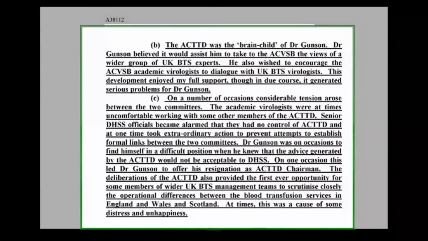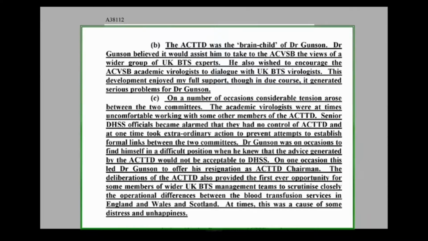And then if we go over the page, he then turns to consider the Advisory Committee on Transfusion-Transmitted Diseases. The ACTTD was the brainchild of Dr. Gunson. Dr. Gunson believed it would assist him to take to the ACVSB the views of a wider group of UK BTS experts. He also wished to encourage the ACVSB academic virologists to dialogue with UK BTS virologists. This development enjoyed my full support, though in due course it generated serious problems for Dr. Gunson. On a number of occasions, considerable tension arose between the two committees.